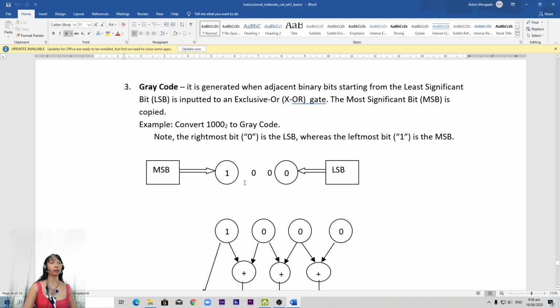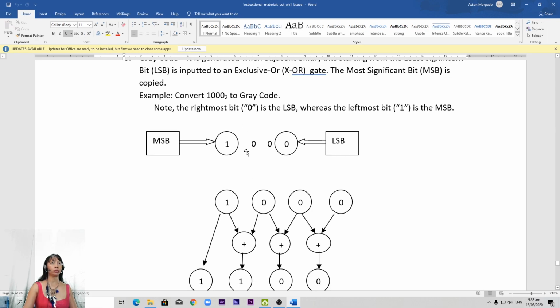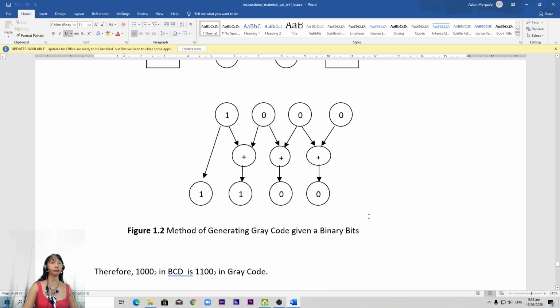So example, convert 1000 to gray code. So conversion to gray code is done. Okay, so it should be binary to BCD. The example given here is 1000 in binary or BCD. So we are going to convert that into gray code. Okay, so let's see. So given is 1000.